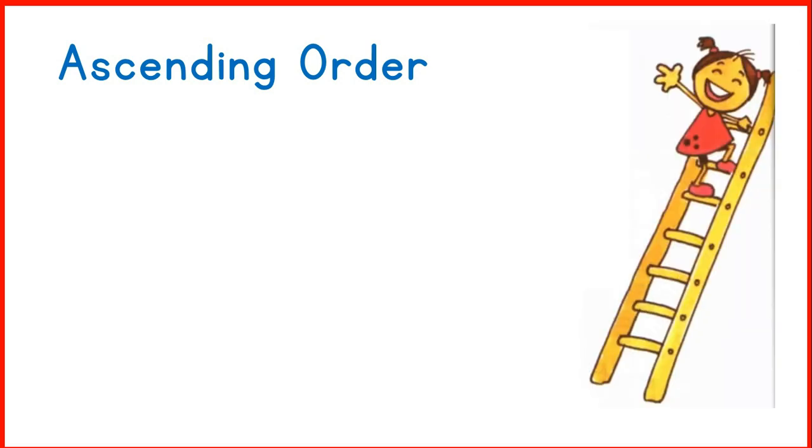Now ascending order. Do you know what is ascending order? Look at this picture. What is the girl doing? She is smiling, and this is a ladder, and she is going up. She is ascending. You know what's the meaning of ascend? Ascend means go up, from bottom to top. Numbers are said to be in ascending order when they are arranged from the smallest to the largest number.